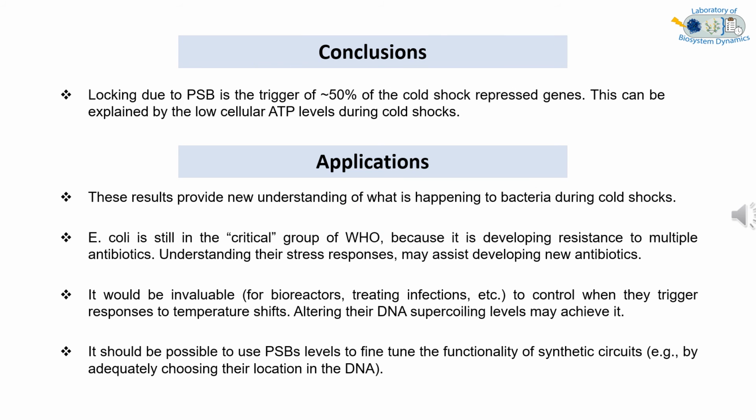And with this, we reach the end of our presentation. We think that the main conclusion is that locking due to positive supercoiling buildup is a trigger of at least 50% of all cold shock repressed genes. And this is explainable by the very significant decrease in ATP levels during cold shock.